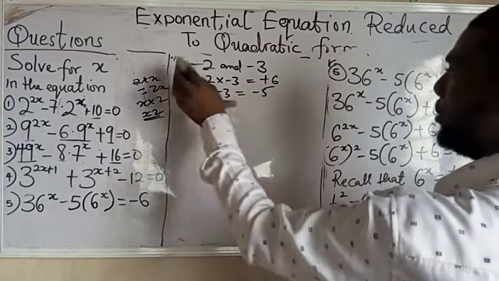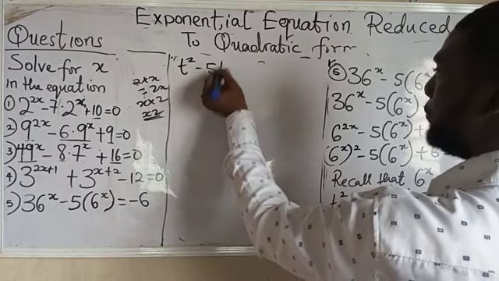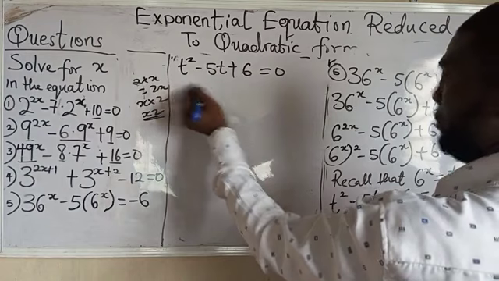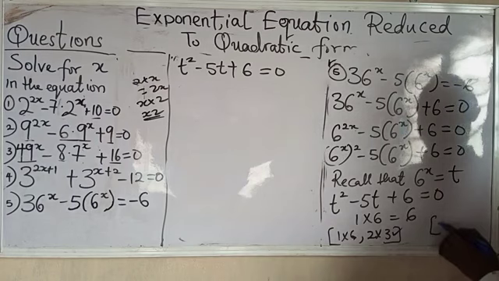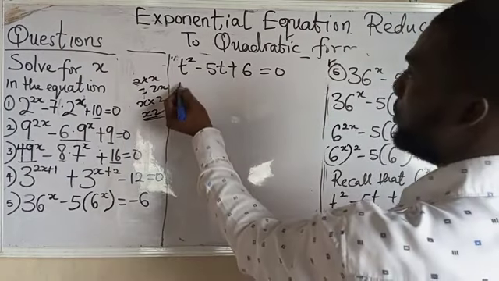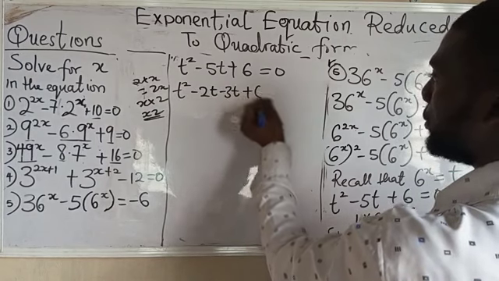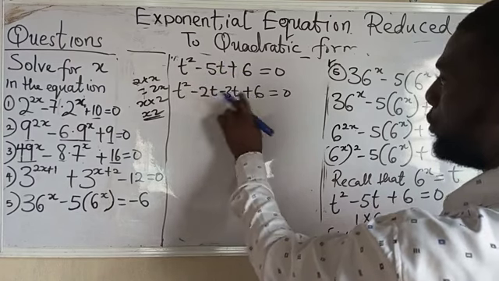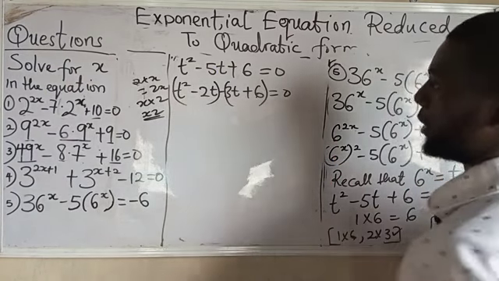So from here, I'll write t squared minus 5t plus 6 equals 0. Let's not forget that we've chosen the two factors that fit it, minus 2 and minus 3. So we have t squared minus 2t minus 3t plus 6 equals 0. You can see that minus 5t has only been replaced with minus 2t and minus 3t. Then the next thing we do is to bracket them in pairs.